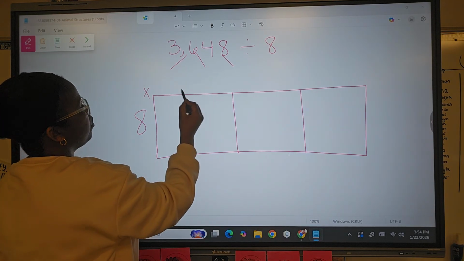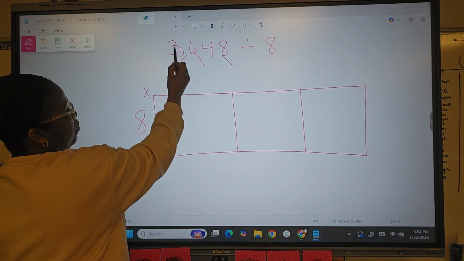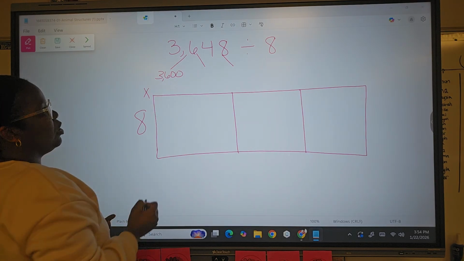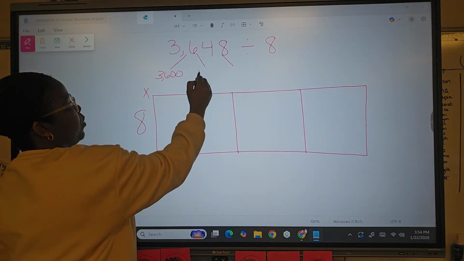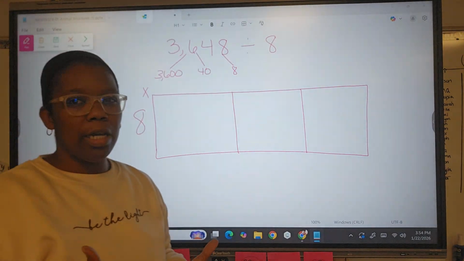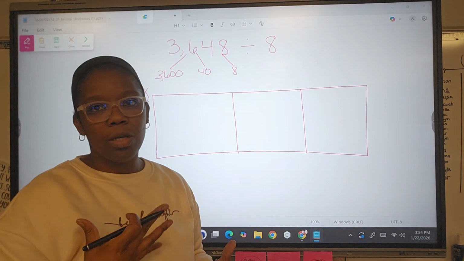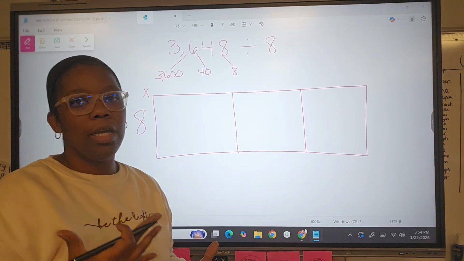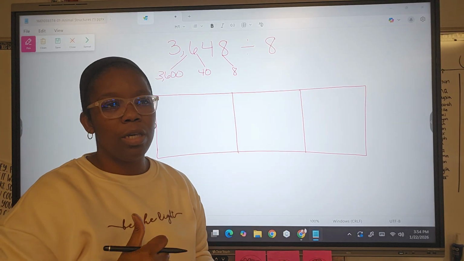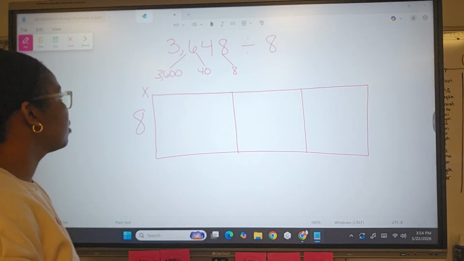So again, I'm going to decompose into 3 parts. I'm going to keep the 3 and the 6 together, and I'm going to take out 3,600, and then I'm going to take out 40 and 8. That just makes it a little bit easier. It makes the numbers more friendly to work with, to help kids who may not be extremely proficient yet with their math facts.